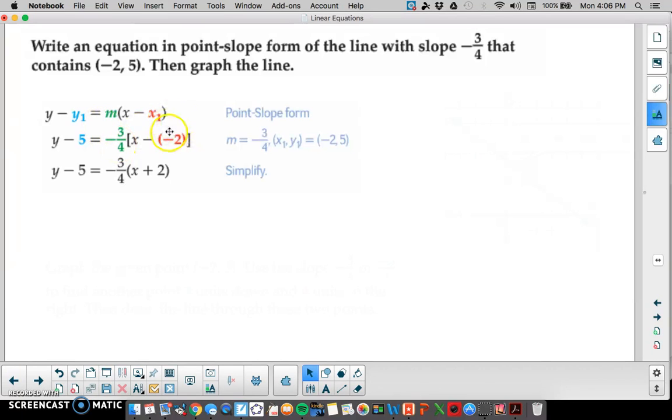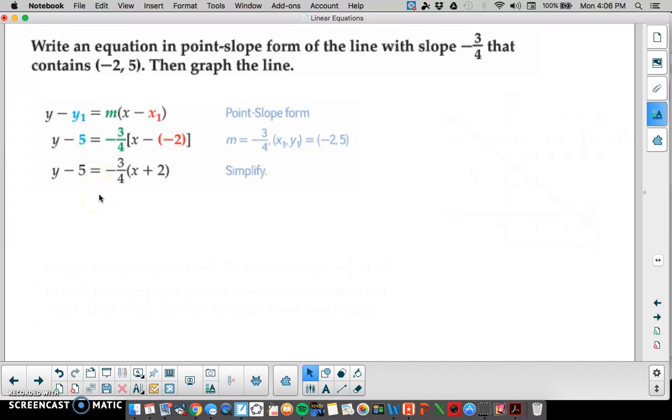And x1 is negative 2, so that plugs in here. And y1 is 5, so that plugs in here. So we have y minus 5 equals negative 3/4 times x minus a negative 2. So x minus a negative 2 becomes x plus 2. And this is in point-slope form.